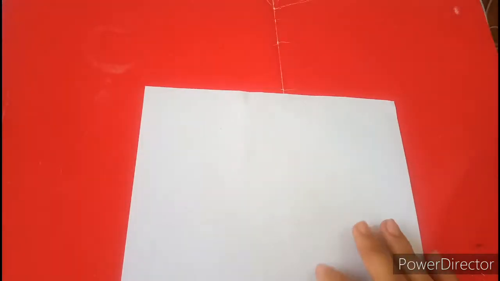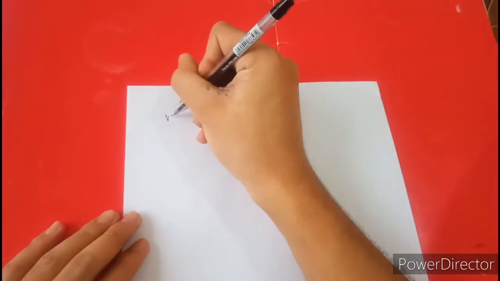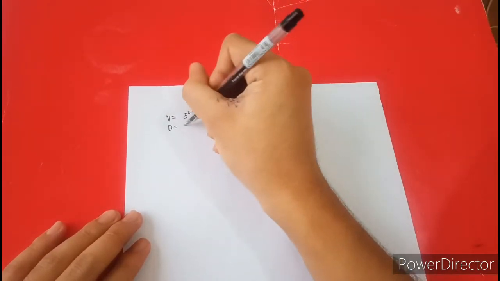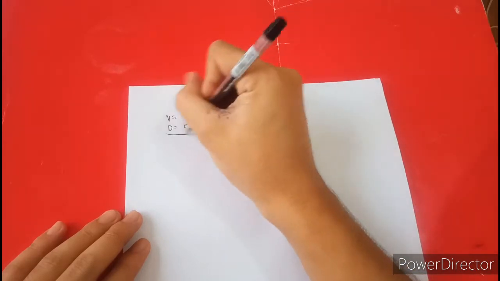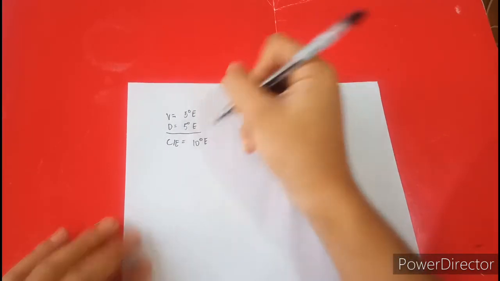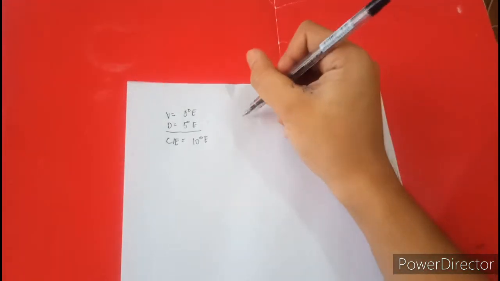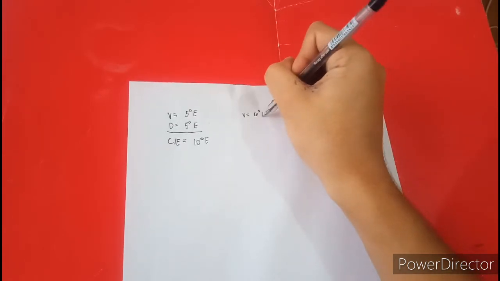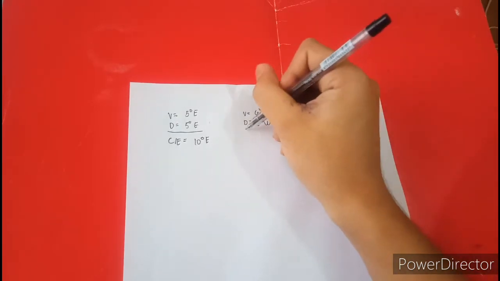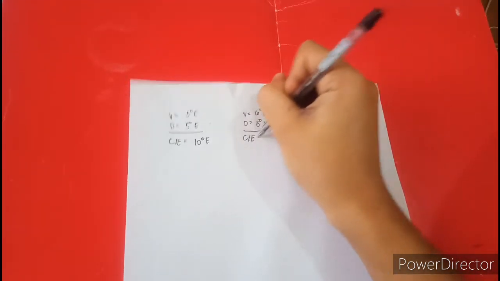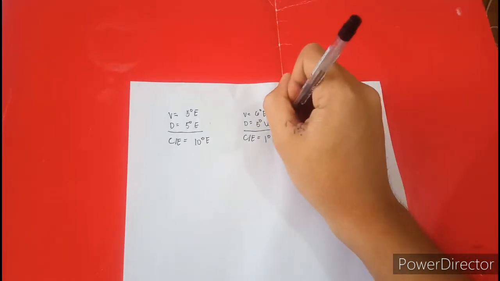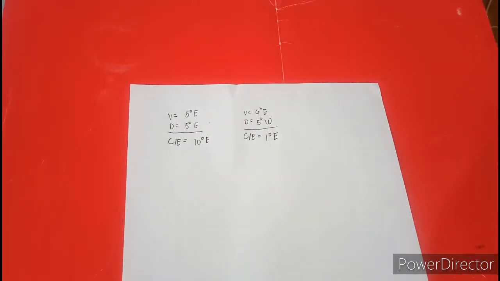For example, if the variation is 5 degrees east and the deviation is 5 degrees east, therefore the compass error is 10 degrees east. Another example, if the variation is 6 degrees east and the deviation is 5 degrees west, therefore the compass error is 1 degree east. So that's how you solve for the compass error.